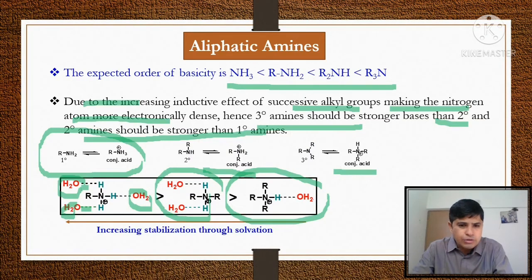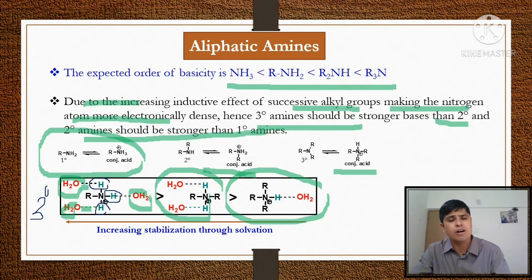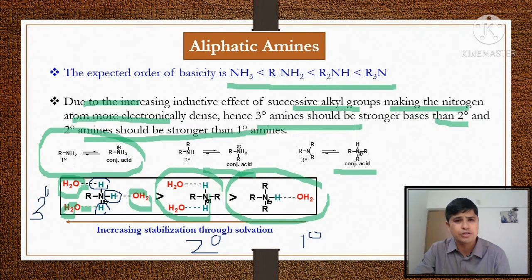With these three protons of the conjugate acid of a primary amine, there are three stabilizing intermolecular hydrogen bonds. In the case of the conjugate acid of a secondary amine, how many stabilizing intermolecular hydrogen bonds are there? Just two. And in the case of a tertiary amine, the conjugate acid has how many stabilizing intermolecular hydrogen bonds? Just one.